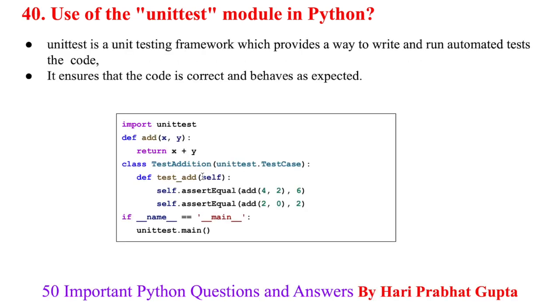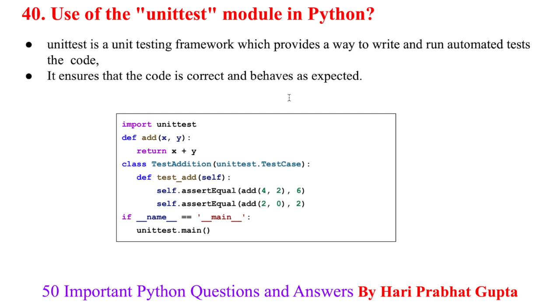What is the use of the unittest module in Python programming? The unittest module is an inbuilt Python module that provides the framework for writing and running unit tests for the code. Unit testing is the method of testing individual pieces of code, such as functions or methods, in isolation from the rest of the program to ensure that they are working as expected. In the given code, the add function takes two arguments and returns their sum.